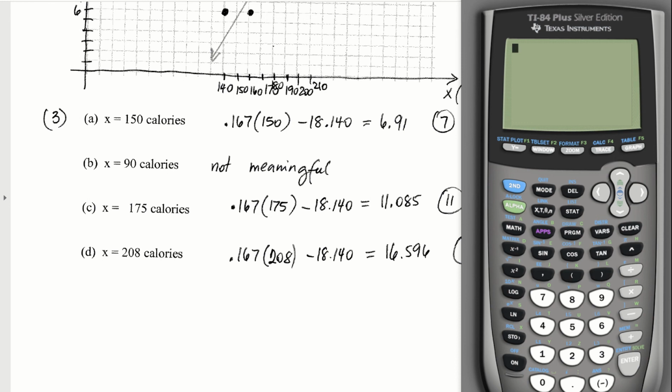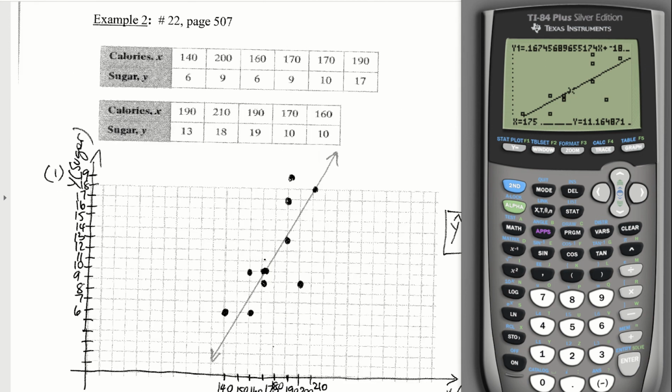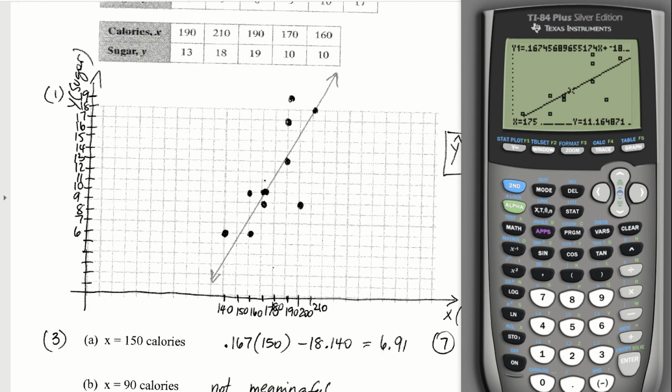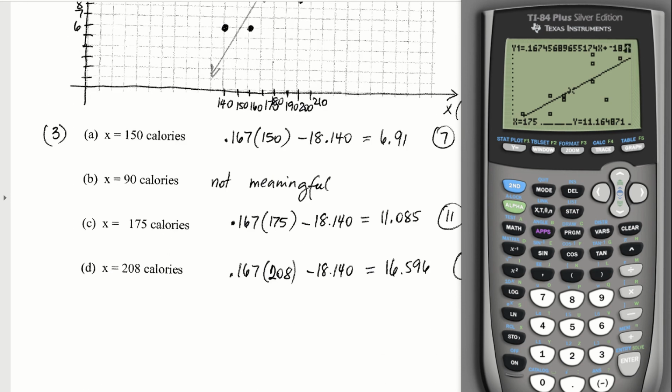When x equals 175, you can either plug it in or do second calculate the value. 175 would be in the span of x, so we can use that. If it had 175 calories, we would expect around 11 grams of sugar. And then lastly, 208 is less than our maximum, so it's in the range. So we can do second calculate the value at 208, which would be about 16.69. So if the item had 208 calories, it would clock in at about 16.5-ish grams of sugar.